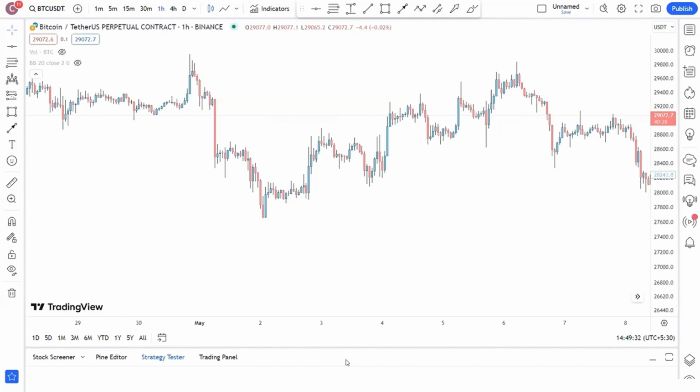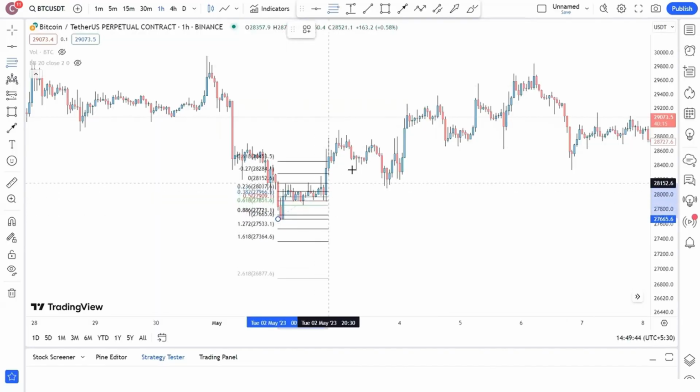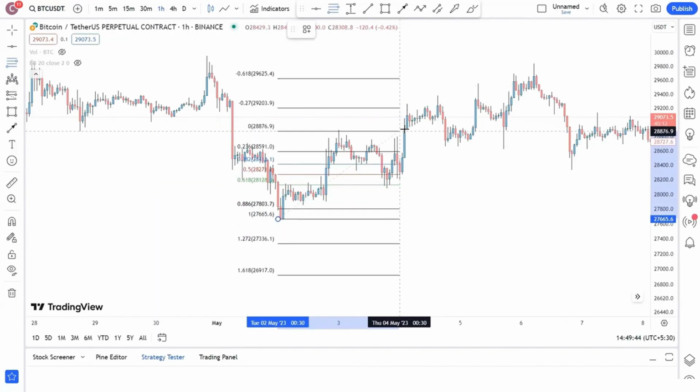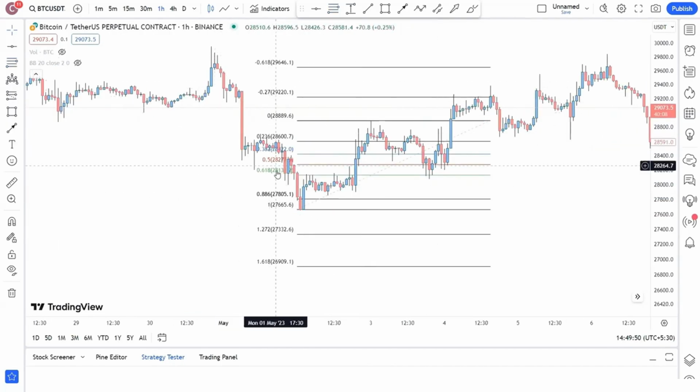Here is another example of fib tool in bullish trend. Select your fib tool, click on the pivot low, and the second click will be on the pivot high. So we were heading down. We found a level of support somewhere around here. The price started moving up and we got a rejection. So this is our new pivot. This was our previous pivot.